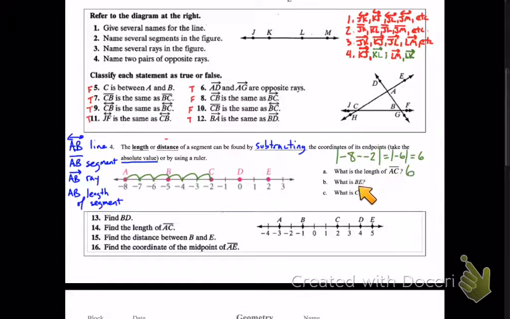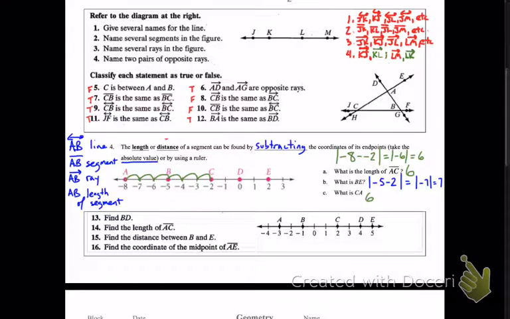This says what is the length of segment AC. This says what is the length of segment BE. So when it asks what is the length of segment AC and what is CA, this is the length of the segment that goes from A to C, and the length of the segment that goes from C to A. Questions A and C are identical to each other. BE, of course, is a little bit different. That's going to go from -5 to 2. So we'll take the absolute value of -5 minus 2, which is the absolute value of -7, which is 7.